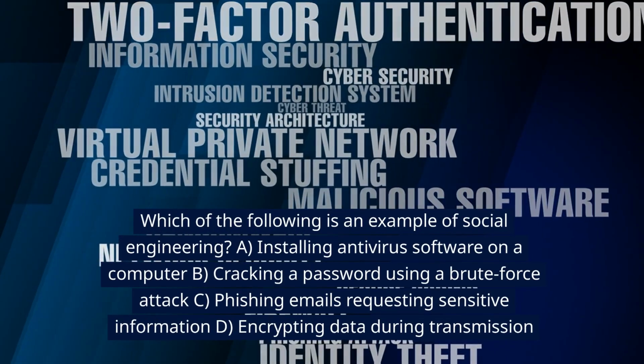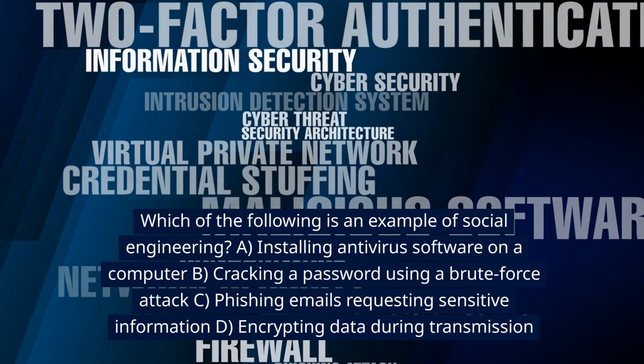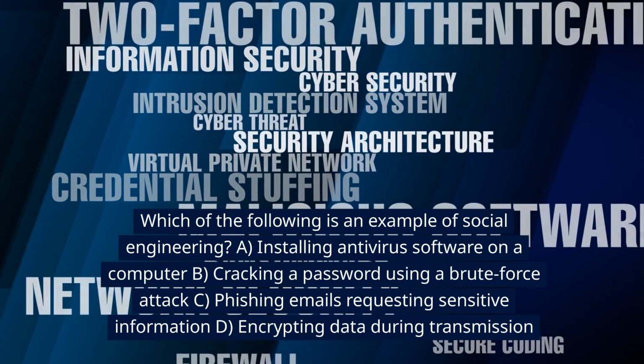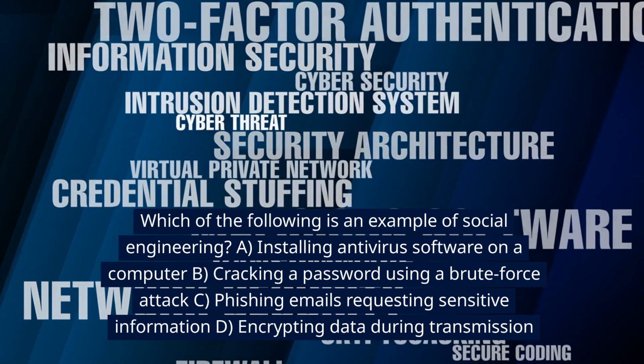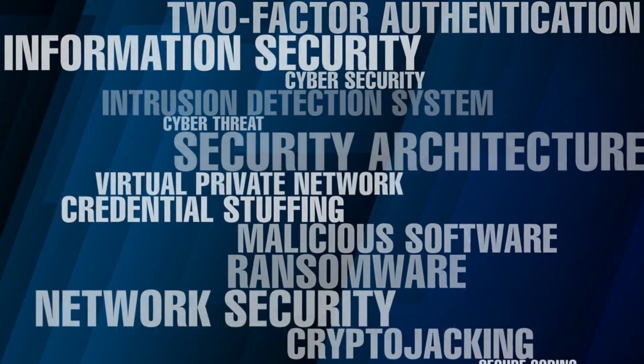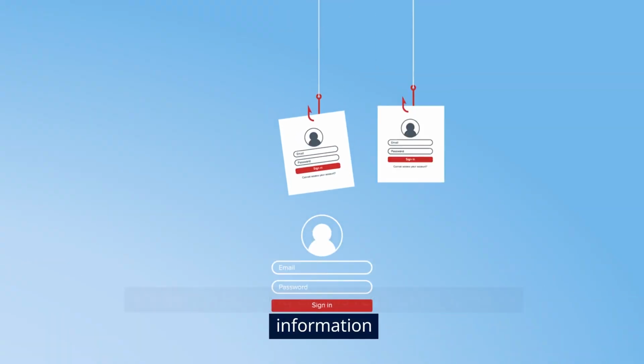Which of the following is an example of social engineering? A. Installing antivirus software on a computer. B. Cracking a password using a brute force attack. C. Phishing emails requesting sensitive information. D. Encrypting data during transmission. Answer: C. Phishing emails requesting sensitive information.